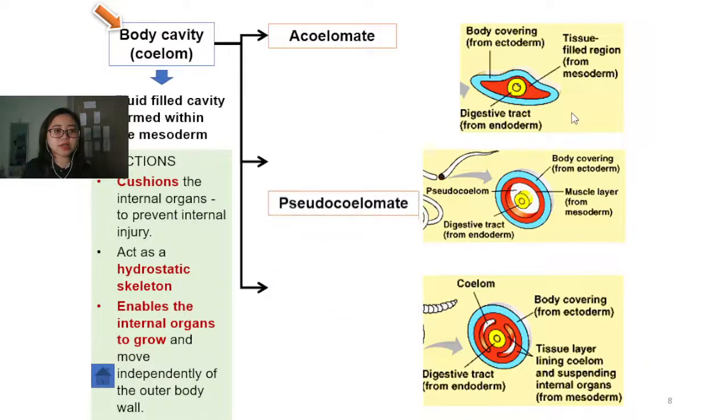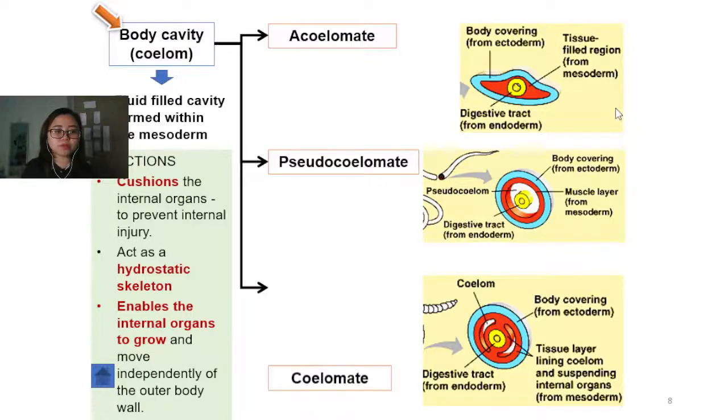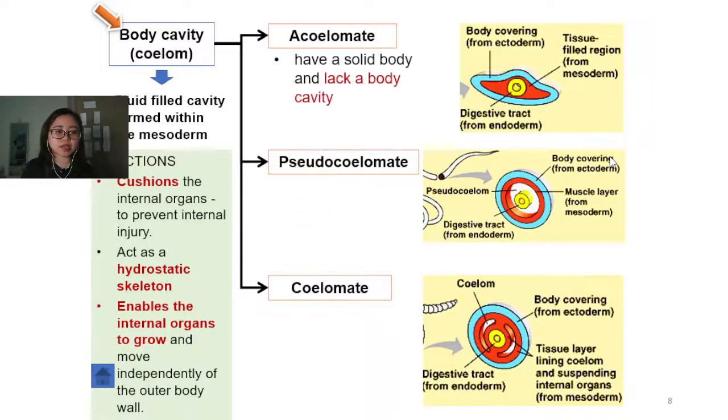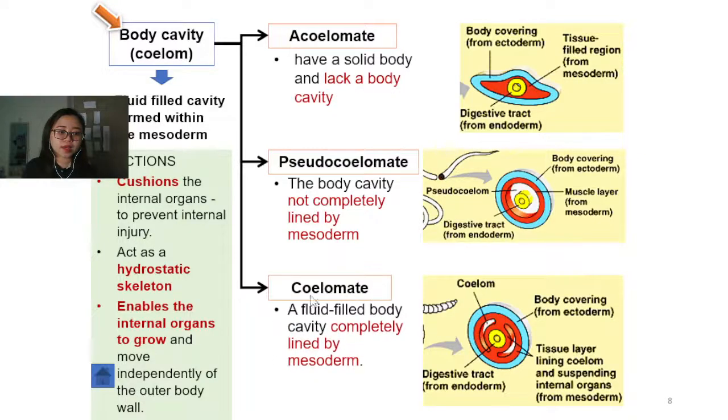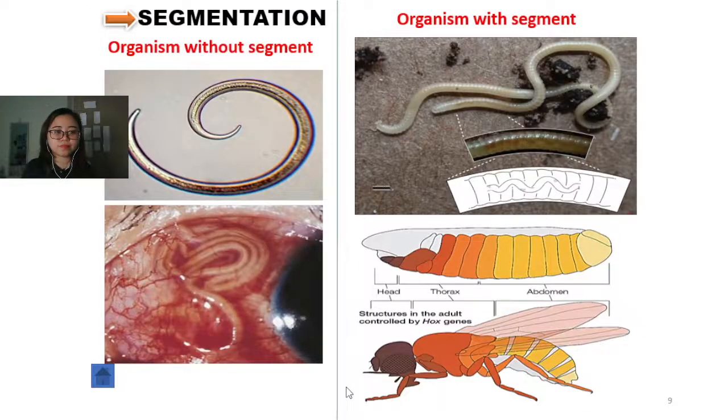Okay, so if it's acoelomate, it's like this. Pseudocoelomate is like this. Coelomate, it's like this. Acoelomate organisms have a solid body and lack a body cavity. For pseudocoeloms, they have a body cavity that is not completely lined by the mesoderm. A coelomate is an organism with a fluid-filled body cavity completely lined by the mesoderm.